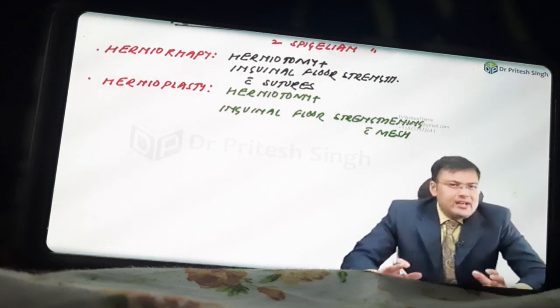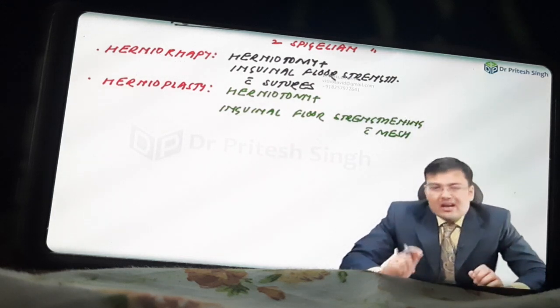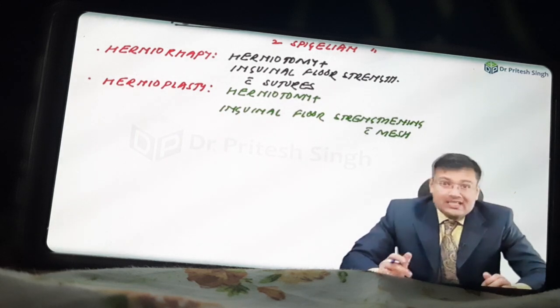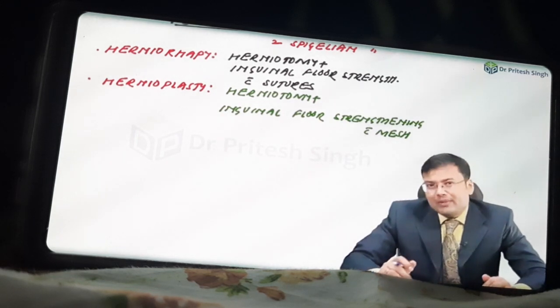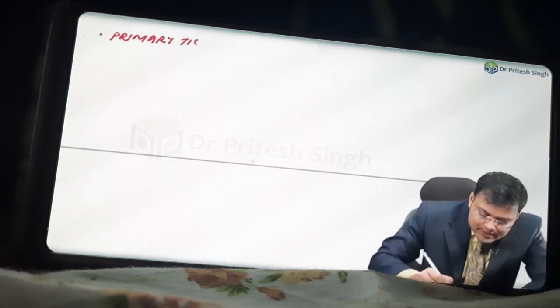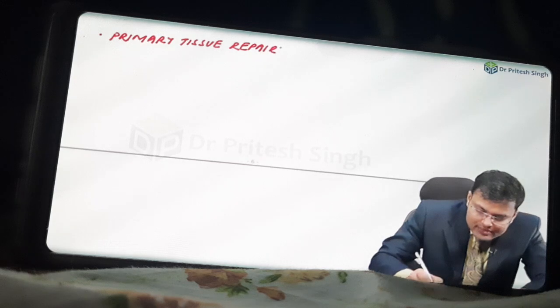Now one basic thing: in hernia surgery, what we have to perform first is the herniotomy. After that, the strengthening can be done only with sutures, which is known as primary tissue repair. It can be performed with mesh, which is known as anterior tension-free repair, or we can go for laparoscopic repair. So what are the hernia repairs? First is primary tissue repair. In primary tissue repair, two questions are asked.